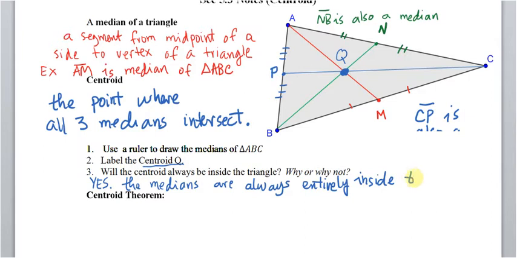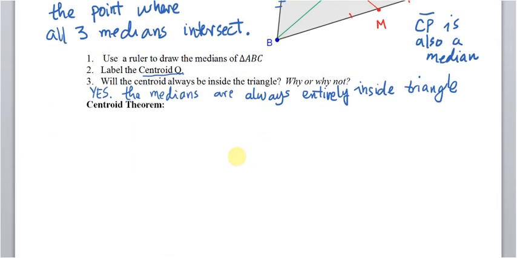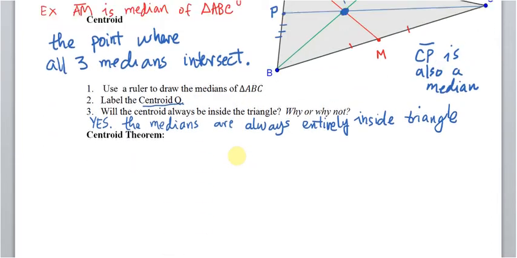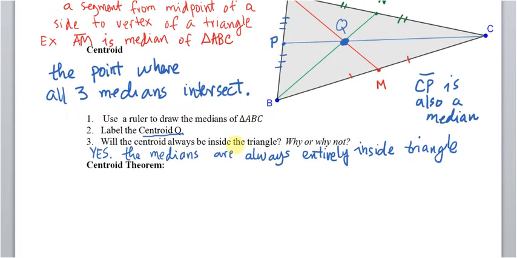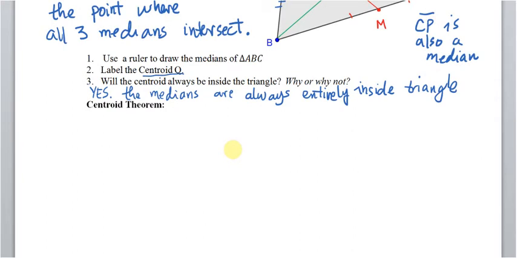Inside the triangle. So with those ideas in mind, we are going to continue with what's called the Centroid Theorem. And the Centroid Theorem says a couple different things. The first thing that it says really is regarding the median.